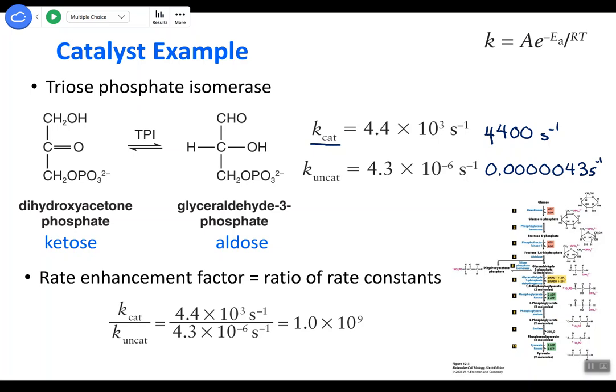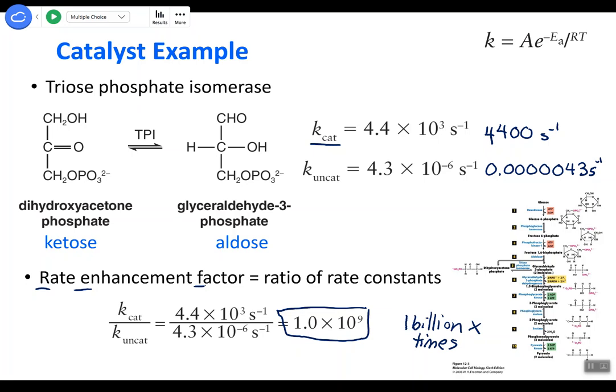Well, what's the difference between these two specific rate constants? We can calculate the rate enhancement factor. How many times faster is the reaction because of the presence of this catalyst? So we can take the 4,400 and divide it by the little number, and we get a really big number. We get 1 billion. The catalyzed reaction is 1 billion times faster than the uncatalyzed reaction.